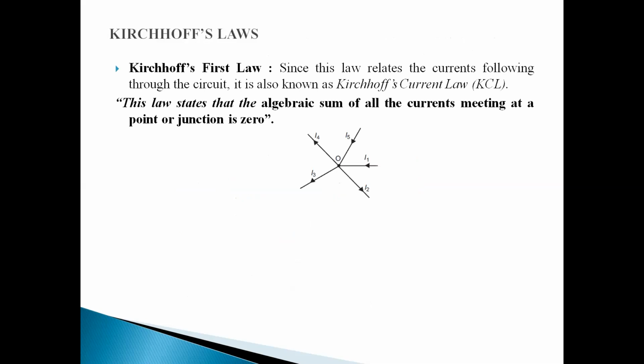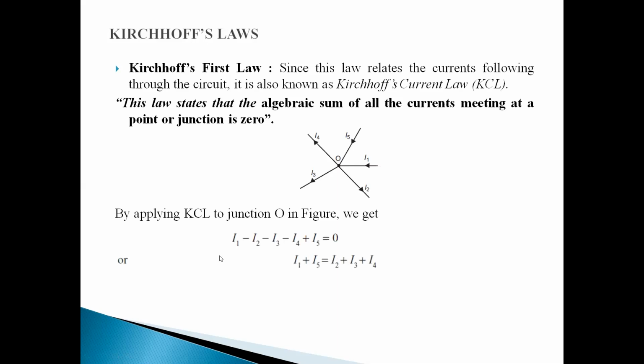If we see this diagram, we will be able to understand. All the currents which are going out or coming in, the sum of these currents is zero. So when we apply the Kirchhoff current law at this node, this O node, we will get this formula, because we have taken incoming current as positive and outgoing current as negative.